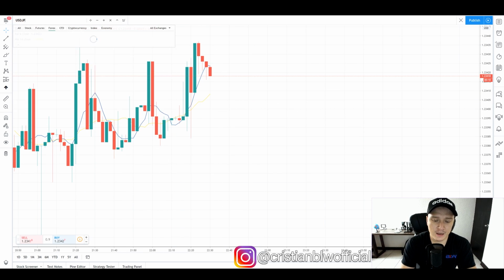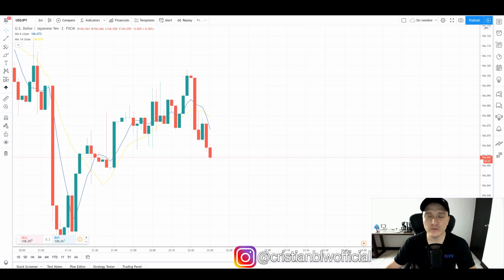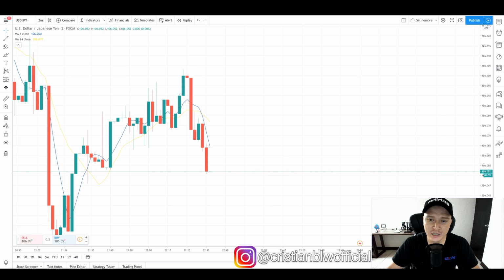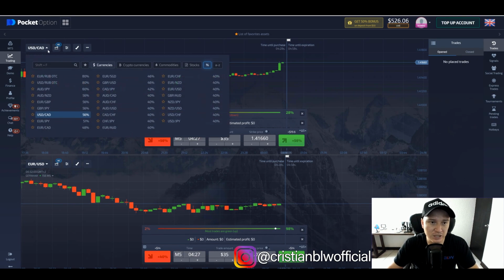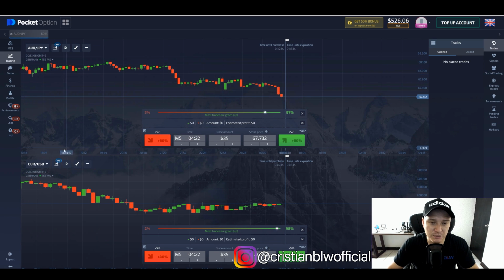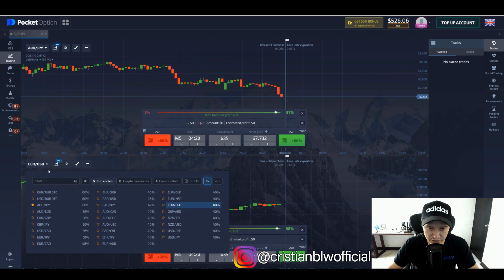Now, I do want to point out as well that one of the best pairs to use this strategy with is the JPY pairs. JPY could be Euro JPY, AUD JPY, and so on and so forth. So for example, here we're gonna trade with AUD JPY, and we're gonna trade with, let me see, GBP JPY. The payout is super low, but I guess we can give it a try.